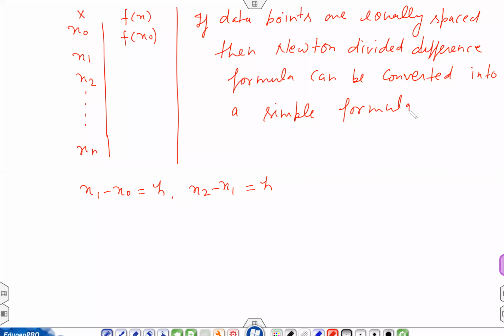Let us discuss first Newton forward. These points are equally spaced, so we can write x(i plus 1) minus x(i) equal to h, where i equal to 0, 1, 2, up to n minus 1, then only we can write this. So this is applicable for all points of the data. All these points are equally spaced, and the difference between the points is h.